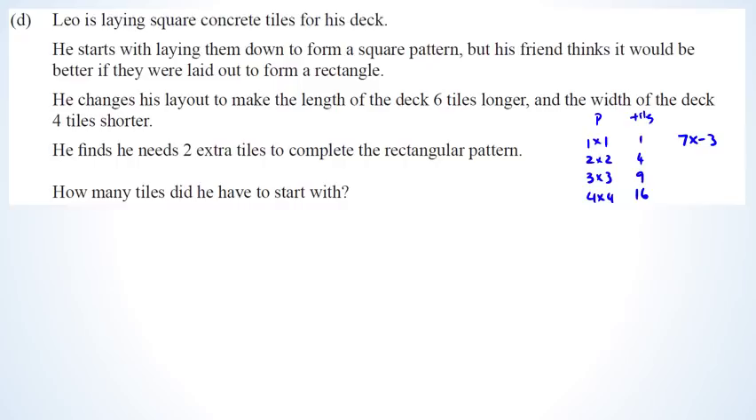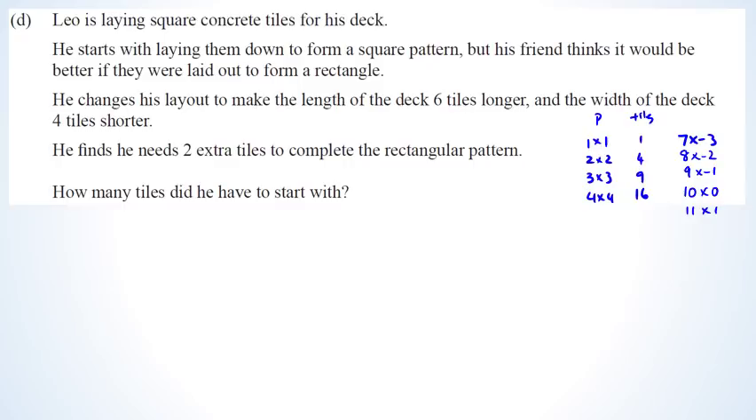Now you see how that doesn't actually make sense, because that means he's going to be using negative tiles. So if you were to keep on going like this, you would get 8 times negative 2, 9 times negative 1, 10 times 0, 11 times 1. Okay, so there we go. That's when we have our first real rectangular pattern that's actually happening. But when he finishes it, he realizes that he needs 2 extra tiles. And the question is, how many tiles did he have to start with?